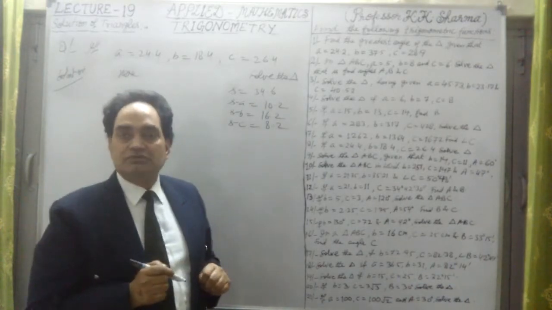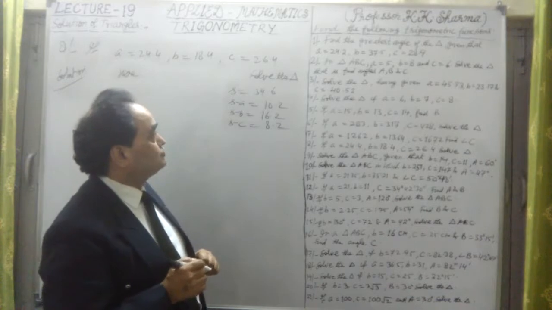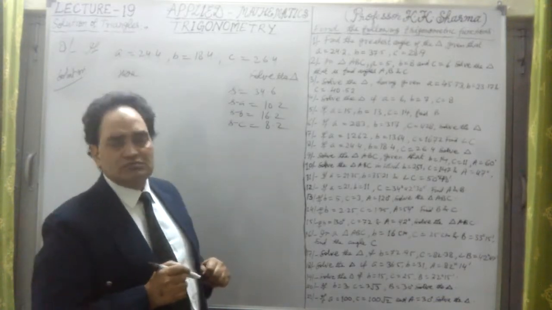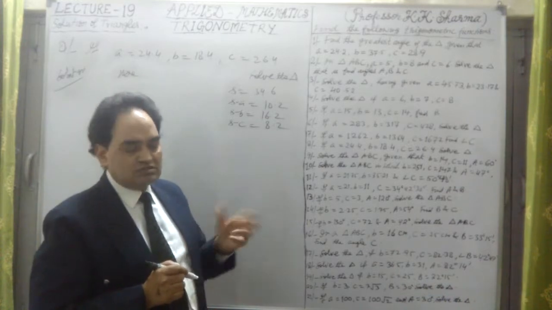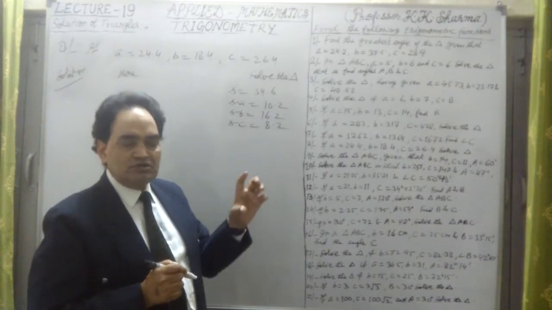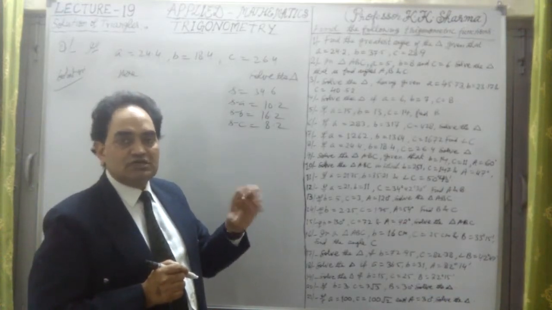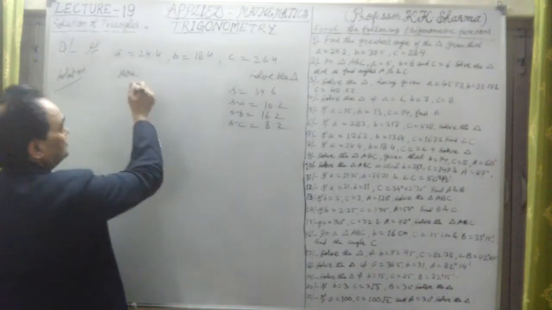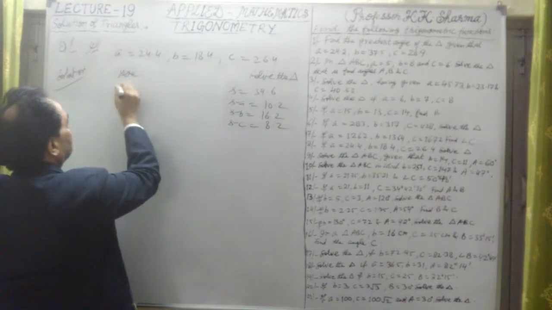Now, in this regard, we have tan A by 2, tan B by 2, tan C by 2. If two angles are known, then the third can be calculated. Only tan A by 2 and tan B by 2, these two values we have to calculate. So here, tan A by 2.